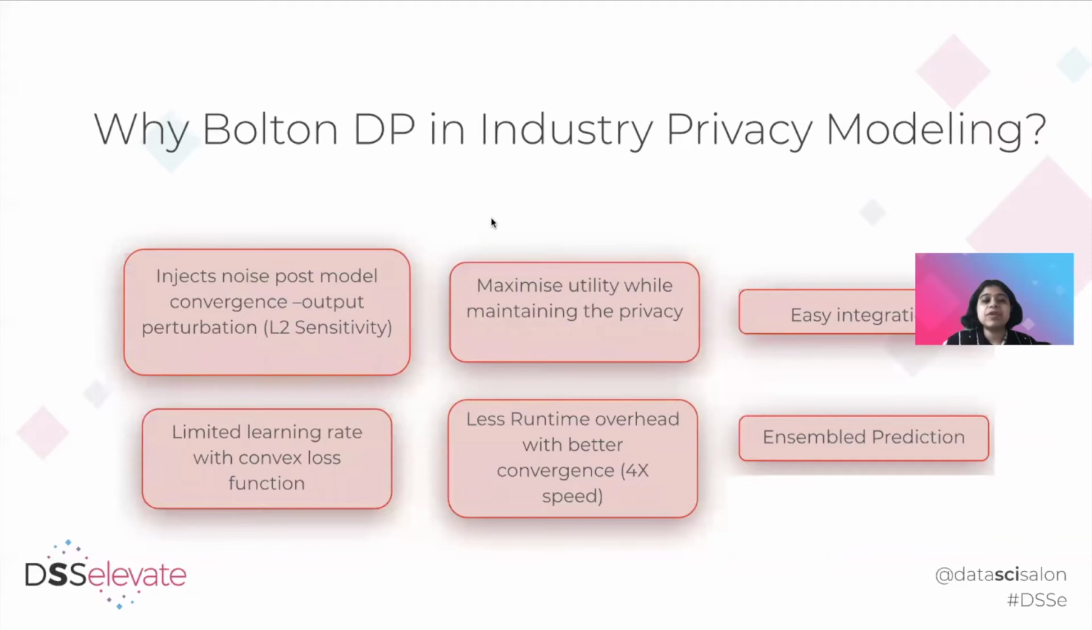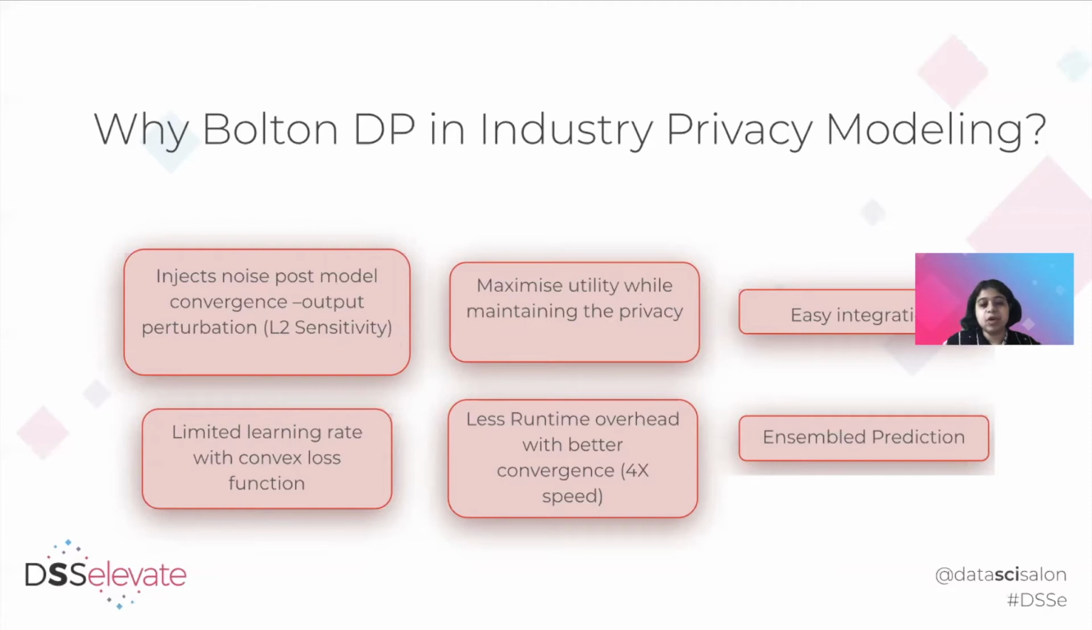So what are the characteristics we see in Bolton DP in modeling privacy? Bolton DP injects noise post model convergence, as we have talked about. So the perturbation or the randomization is at the output, and that assures L2 sensitivity. L2 sensitivity gets addressed best through Bolton DP, which has not been addressed in previous machine learning modeling which adds differential privacy. It has a limited learning rate, so it is faster, more scalable, and robust. It executes at 4x speed compared to other previous models.